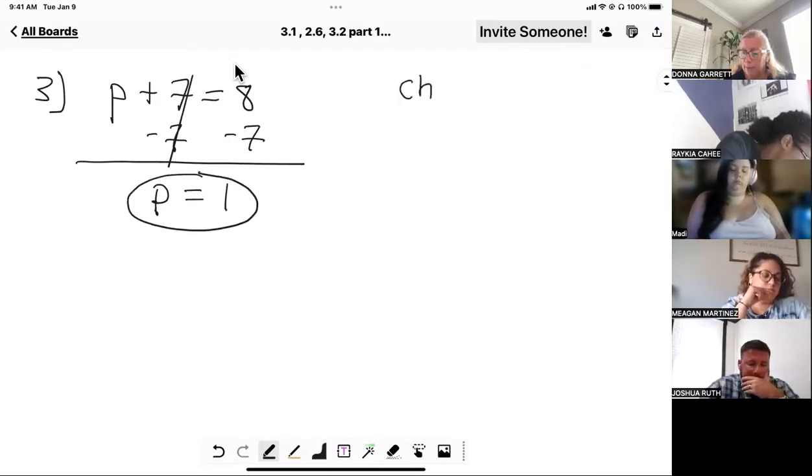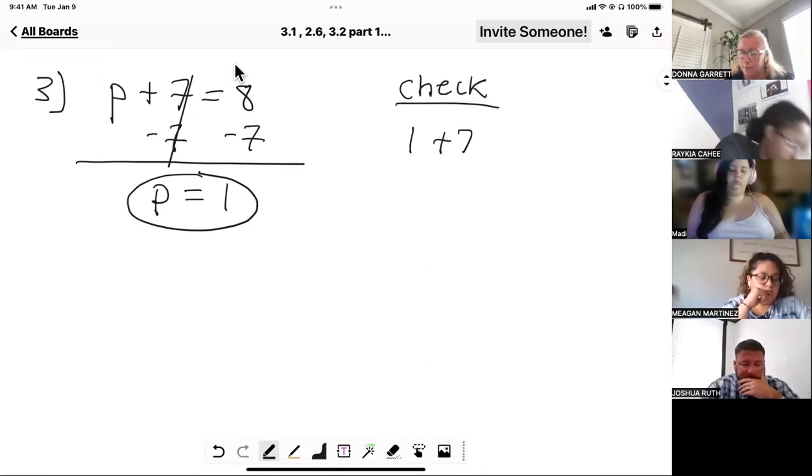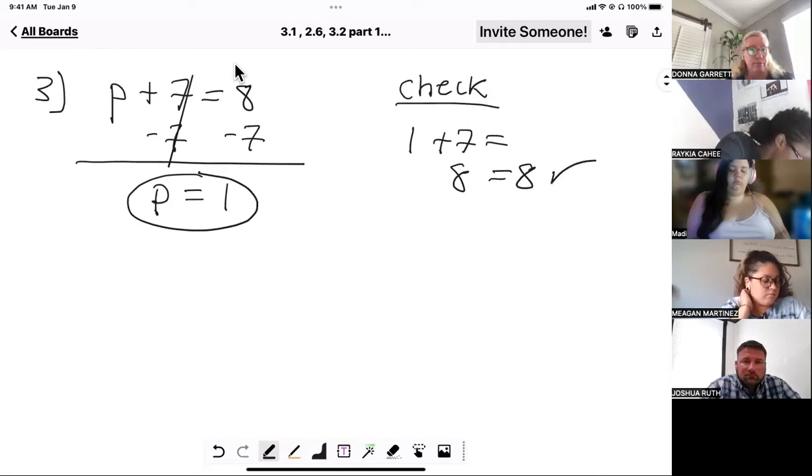Then I'm going to check it. So I put 1 in for P, 1 plus 7. That happens to be 8, which has to be equal to 8. So I know I got it right.